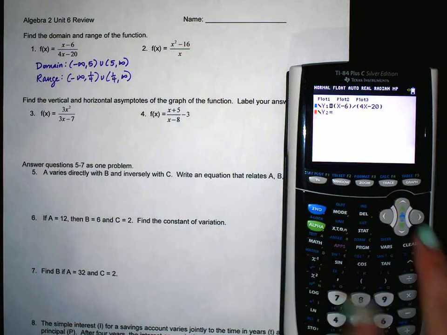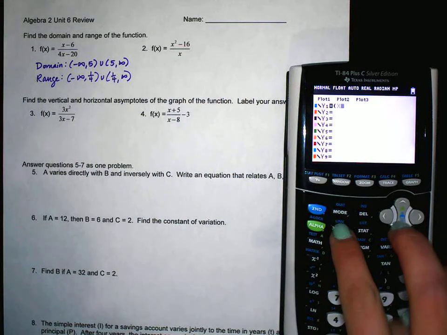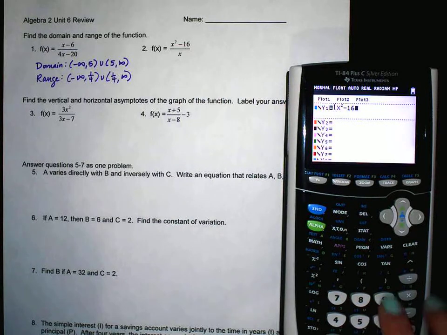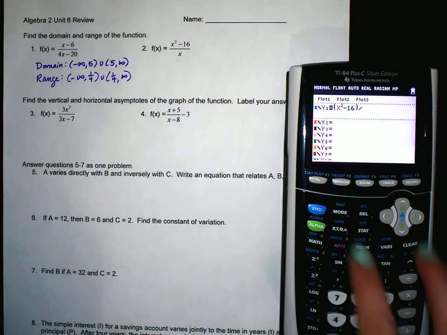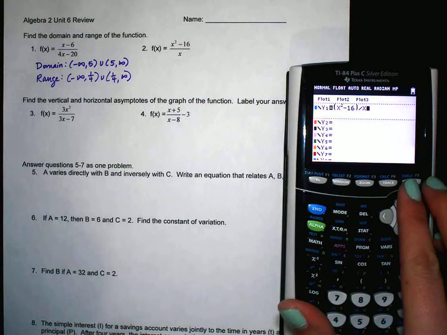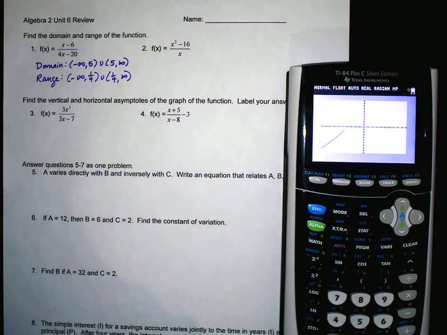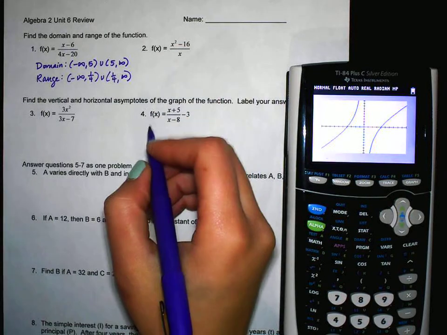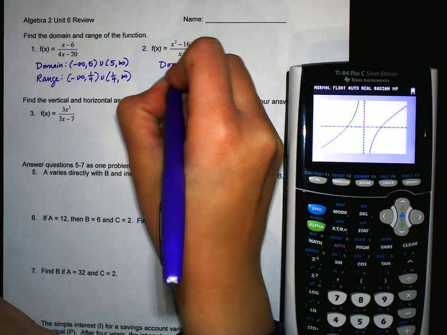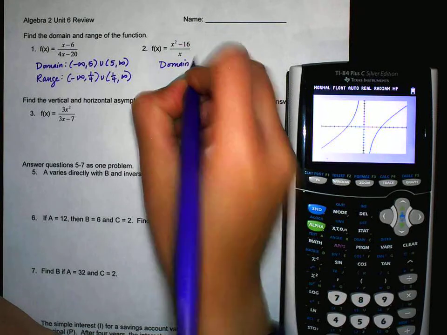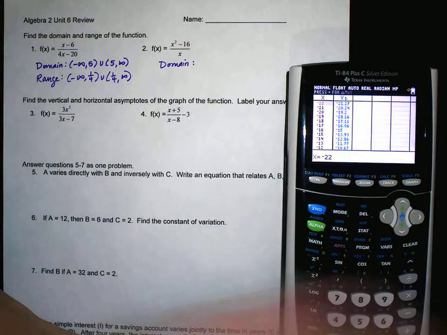So let's go ahead and graph number 2. x squared minus 16 in parentheses divided by x. Alright, let's graph. Now it looks like just from the start, it's going to be one of those questions where there is no HA, just because if you take a look at your graph, the branches are kind of slanted. For my domain, I'm going to take a look at my table here by hitting second graph.